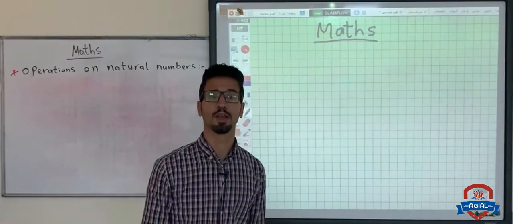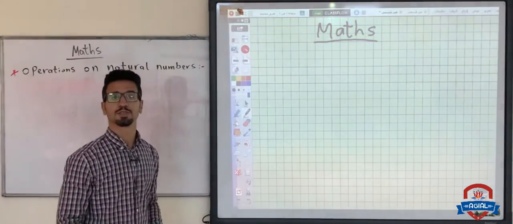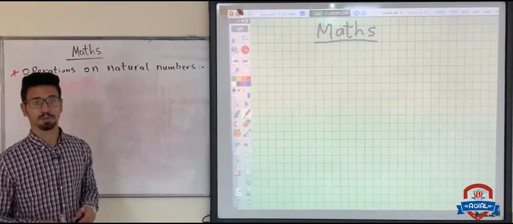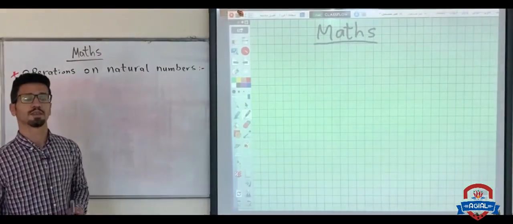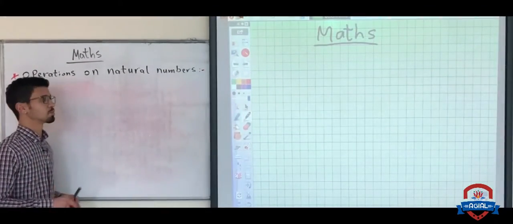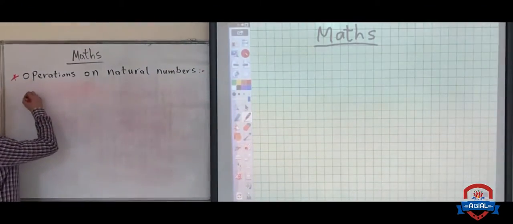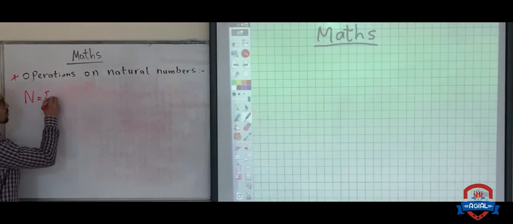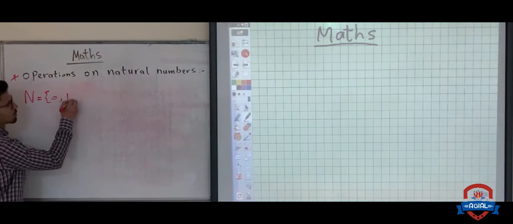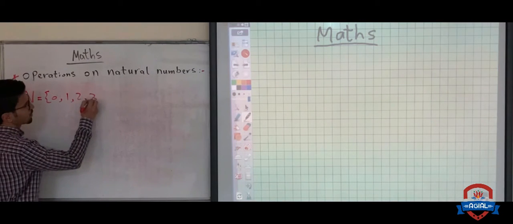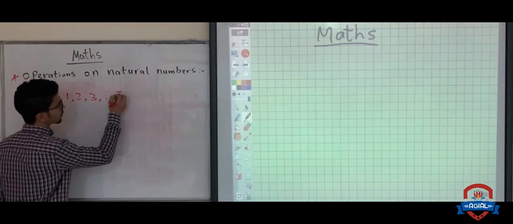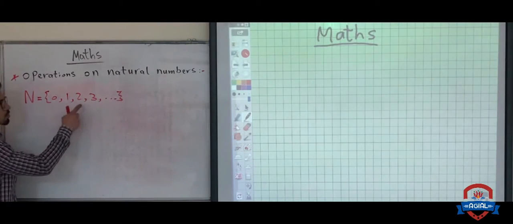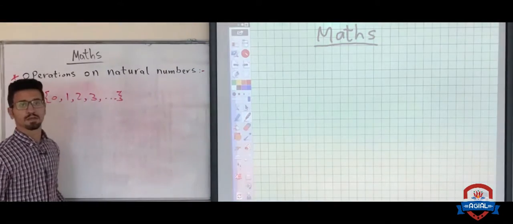I hope you're fine. Today we are going to study operations on natural numbers, but before we start we have to remember that the set of natural numbers is denoted by N equals 0, 1, 2, 3 and so on. So the set of natural numbers is an infinite set.